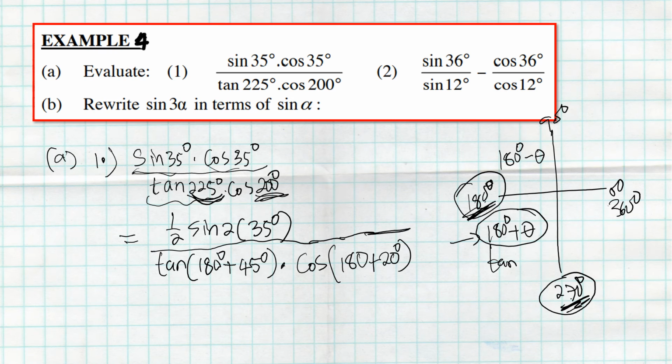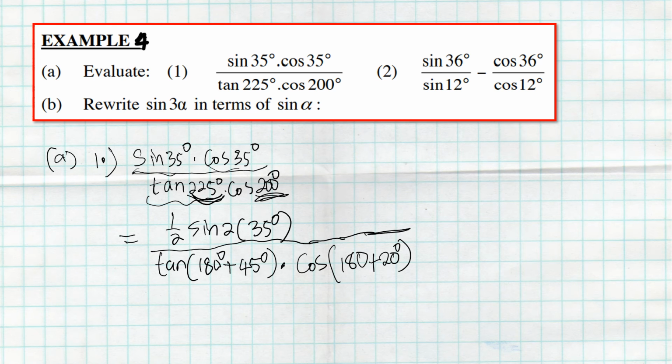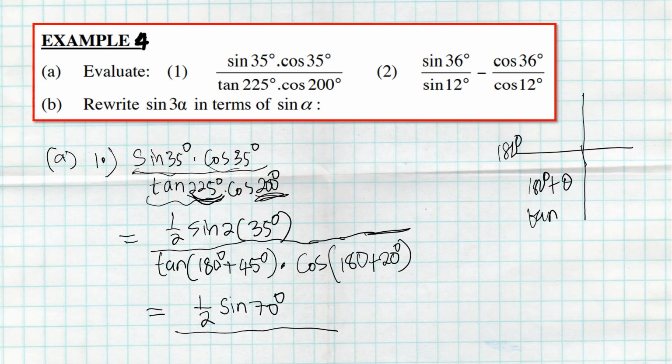Okay, now we can go and simplify. We have 1 over 2 sine 2 times 35, which is going to give me what? 70 degrees, over tan 180 plus 45. Let me quickly draw a Cartesian plane here. From the Cartesian plane, when we say 180 plus angle, it's the third quadrant where there is tan, so tan will remain positive. Then when we reduce it, it will be tan 45 degrees, according to the reduction formulas that we learned in the revision, in part 1.